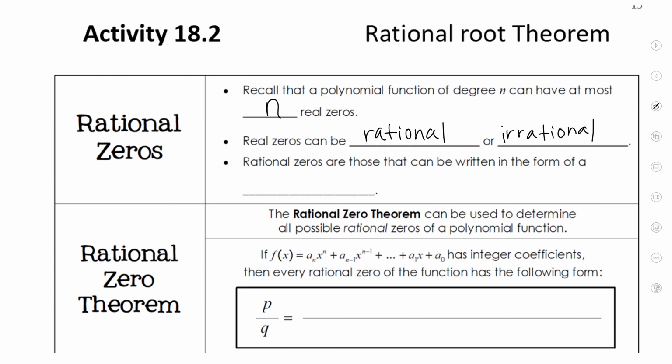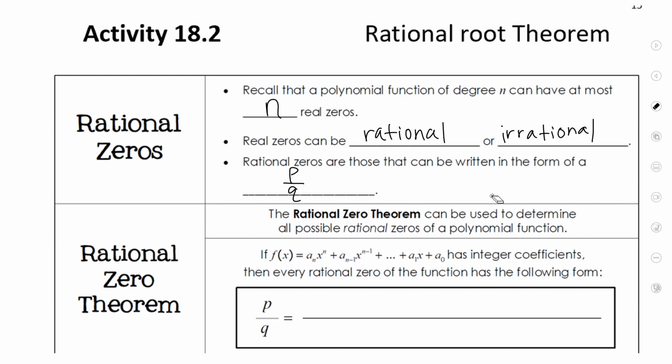Rational zeros are those that can be written in the form of p divided by q, which is basically, it can be written as a fraction. So for example, a rational number like 3, you can write that as a fraction by putting it over 1, okay? So it can be written as p divided by q.